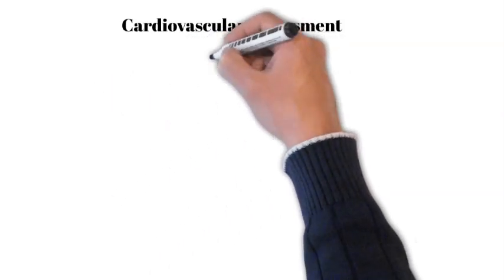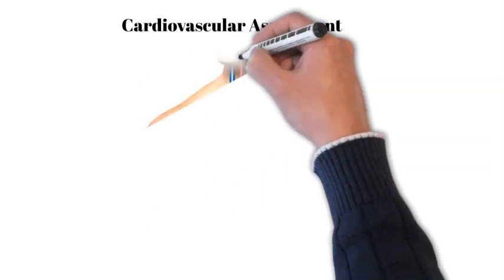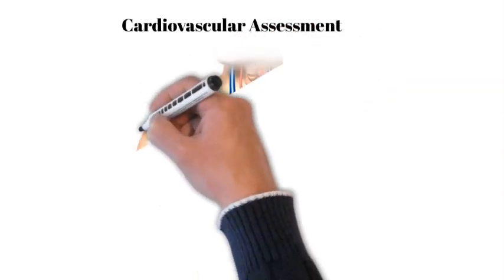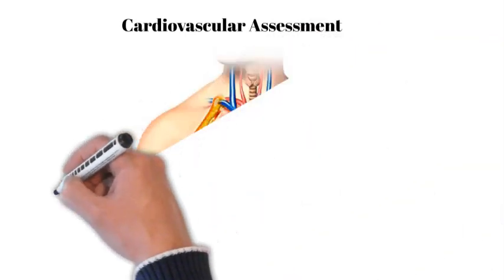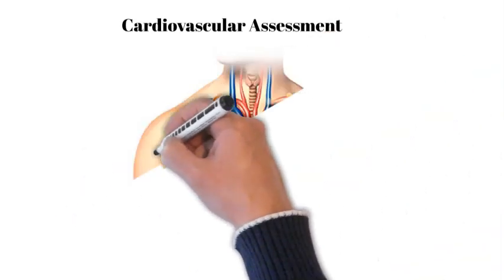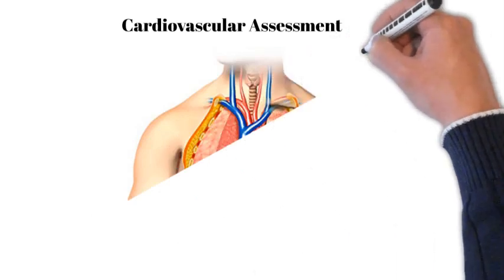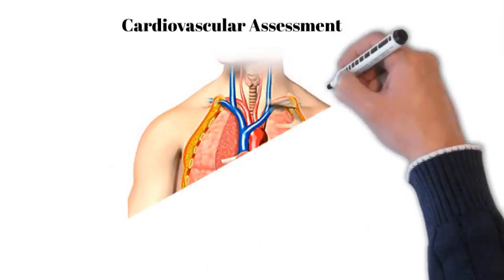Assessment techniques. Inspection, observing for any visible abnormalities, such as chest deformities or distended neck veins. Palpation, feeling for any pulsations, heaves, or thrills, which can indicate abnormal heartbeats or structural abnormalities of the heart. Percussion, assessing for any dullness or resonance over the heart, which can indicate fluid accumulation.